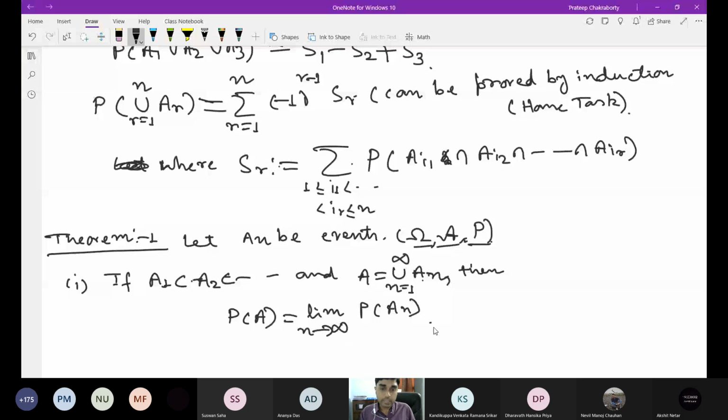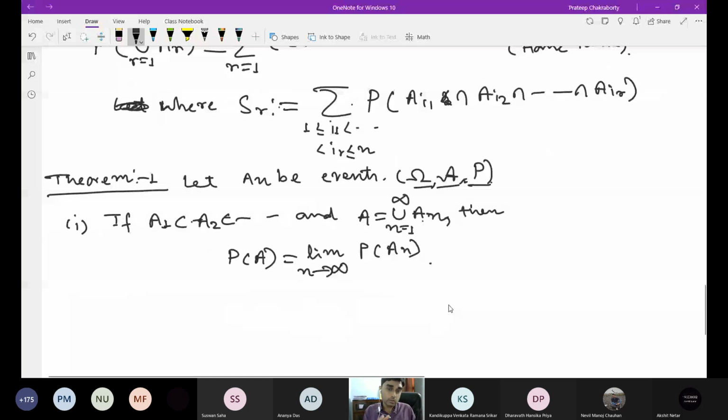One can prove this. There is no connection with the continuity you have read or will read in analysis. But because this looks like the continuity of a function at some point, we say that this is the continuity theorem.